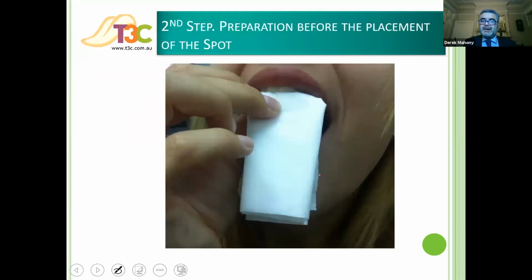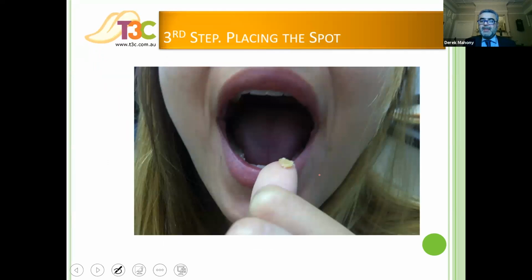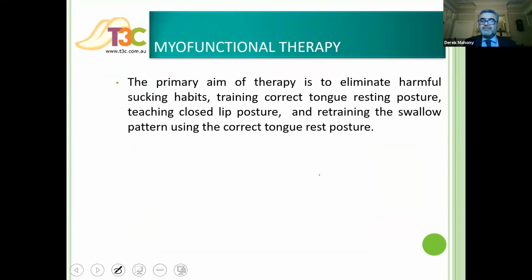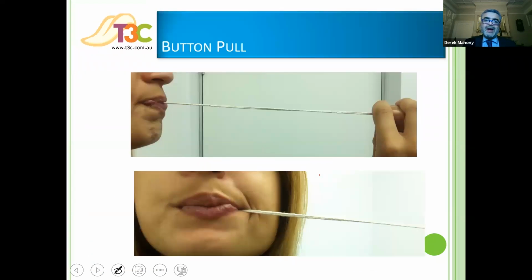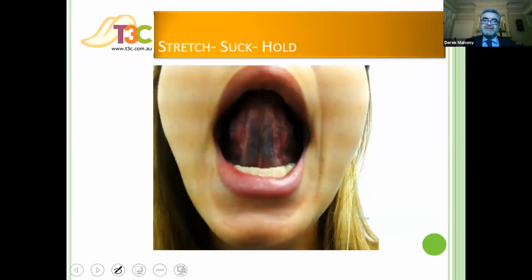So you clean the area, dry it, put the MyoSpot there, and then the primary aim of the therapy is to eliminate the harmful sucking habits, to retrain the tongue to rest in the correct position, to teach a closed lip posture, and to retrain that swallowing pattern, right? And there's a number of exercises that do that, which I don't want to get into at this stage.